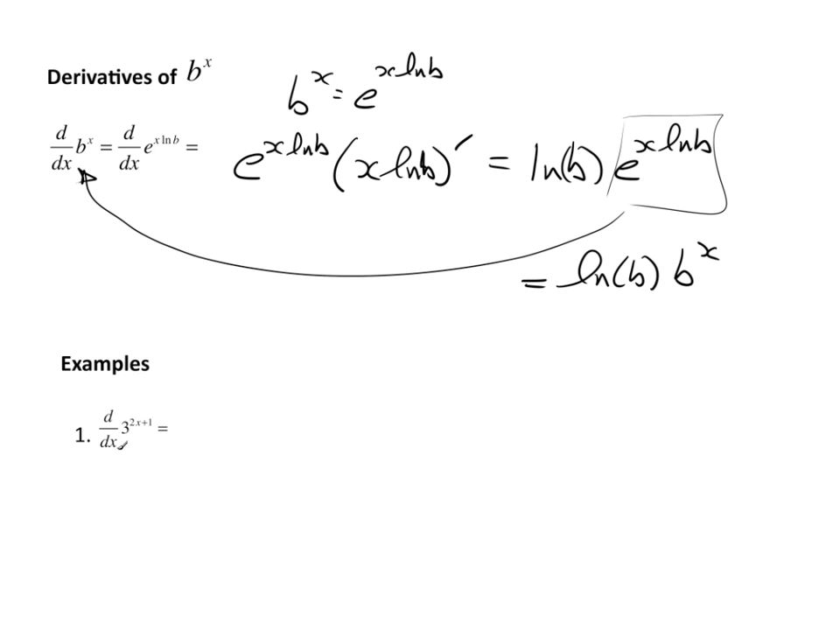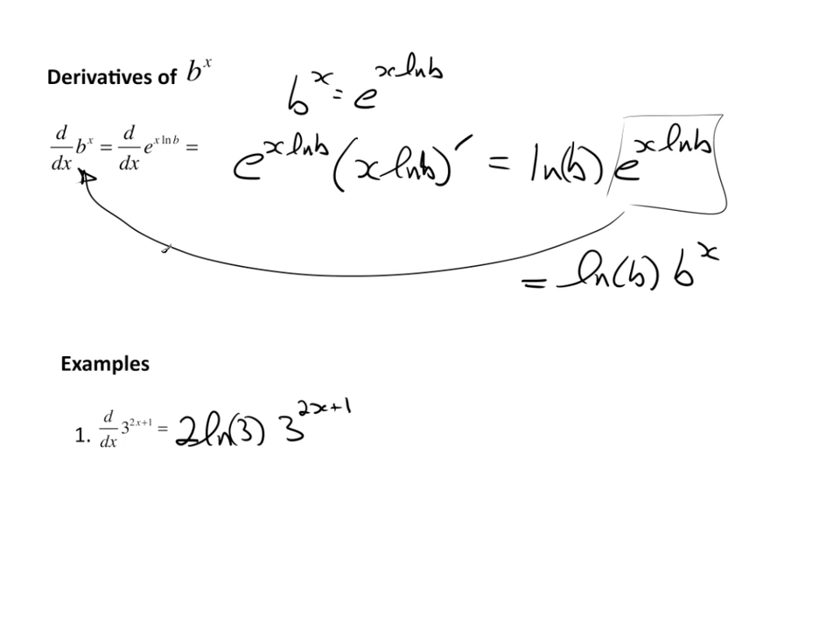So let's take a look at a couple of examples here. Based on this, I know the solution right away is going to be the log of the base. So that's going to be ln of 3 times 3 to the 2x plus 1. But I forgot I need to take the derivative of this piece right here. I can't lose track of that guy. So when I take the derivative of this, I'm going to have a 2 out here. So there's my solution.